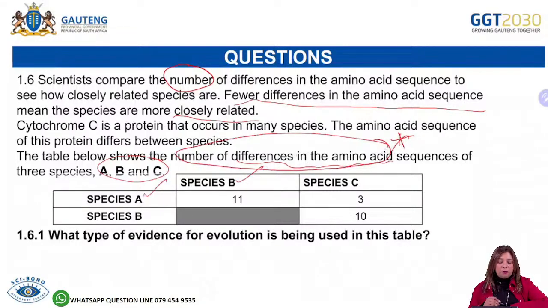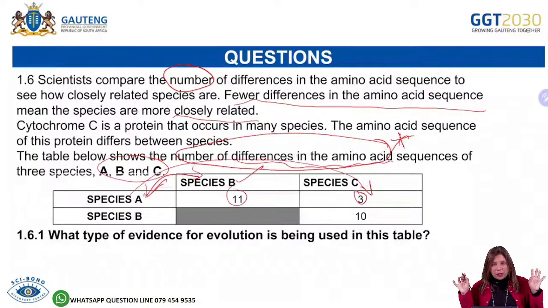Okay? So if you look at species A and species B, and we compare the differences in the number of the amino acids, there's 11 differences. So that's between these two. But if we compare species A and species C, look at that, only 3 differences. So who is more closely related?